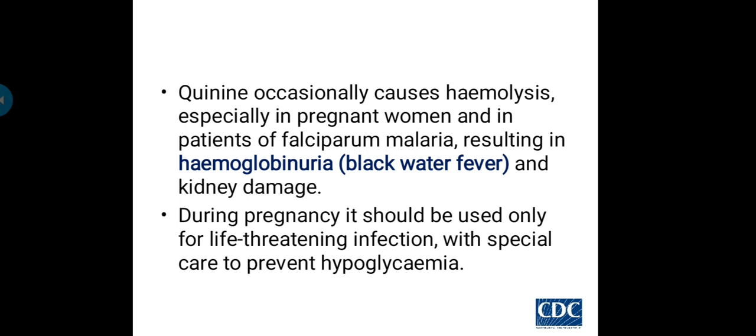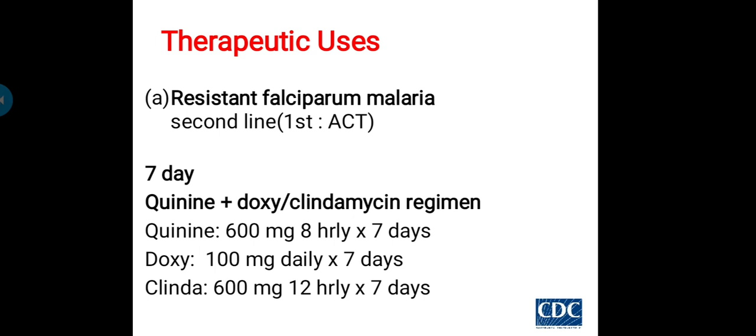That's why quinine, even if it is given in pregnancy, we should be cautious, and we should supplement the glucose adequately to prevent the hypoglycemia. So therapeutic use, already we have discussed the dose. Quinine 600 mg thrice daily for 7 days, and we have to combine it either with doxycycline or clindamycin. Doxycycline dose is 100 mg daily, or clindamycin 600 mg BD for the 7 days.